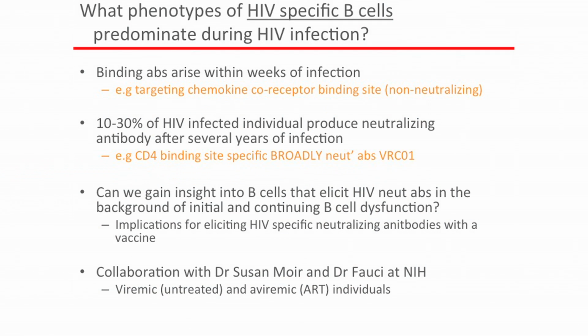In some work that we've been doing with Susan, who works in Dr. Fauci's lab, we've been looking at what phenotypes prevail during HIV infection. Binding antibodies arise within weeks of infection, we know that. In the coming experiments, we look specifically at chemokine co-receptor binding, and these are non-neutralizing antibodies. Now, 10 to 30% of individuals produce neutralizing antibody after several years, for example CD4 binding site broadly neutralizing antibodies such as VRC01, and they take a long time to develop. So can we gain insights into B cells that elicit HIV neutralizing antibodies in the background of initial and continuing B-cell dysfunction? This does have implications for a vaccine that would elicit neutralizing antibodies.